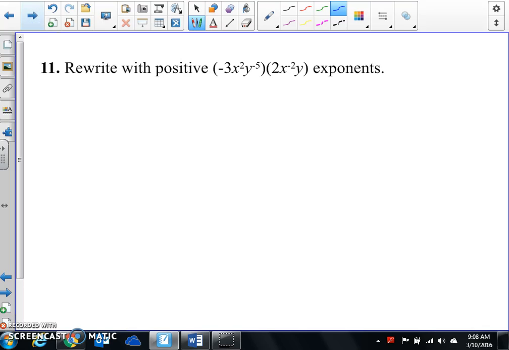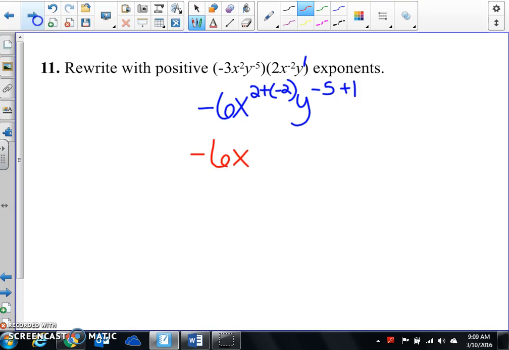All right. I don't have any powers to powers, so I start by multiplying my coefficients. Negative 3 times 2 is negative 6. And then now I'm going to add my exponents. Y, negative 5th plus 1. So this would be negative 6, x. 2 plus a negative 2 is 0. Y, negative 5 plus 1 is negative 4.